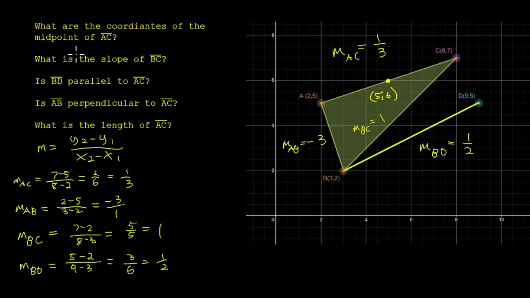So from all these, we can say, what is the slope of BC? The slope of BC is 1. Is BD parallel to AC? The slope of BD is 1/2. The slope of AC is 1/3. So no, they are not parallel.